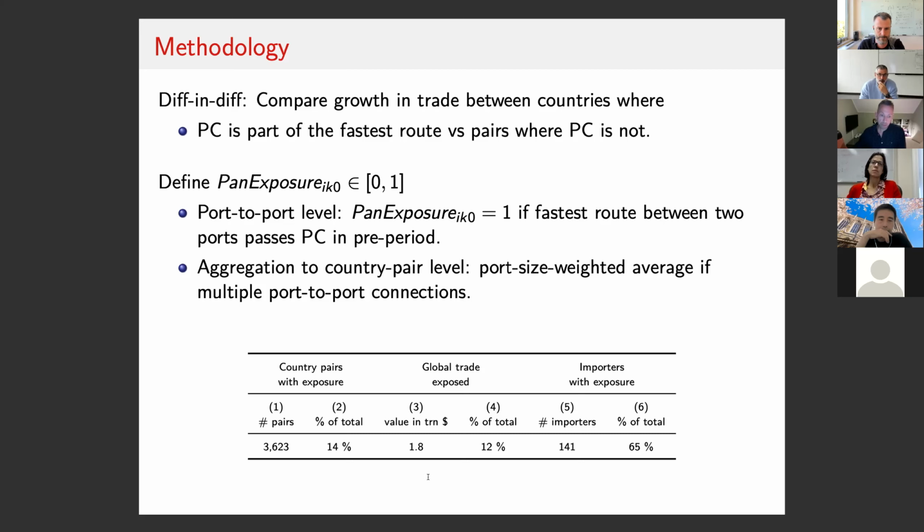Many country pairs do use the Panama Canal. Country pairs with some kind of exposure are around 14% of the total number of country pairs. In terms of trade, we're looking at 12%. And if we're looking at a country, not the country pair, we're getting that more than 60% of countries have some kind of exposure to using the Panama Canal.